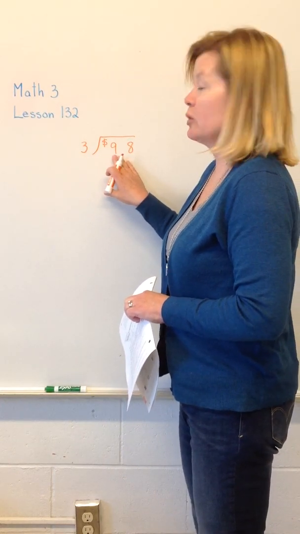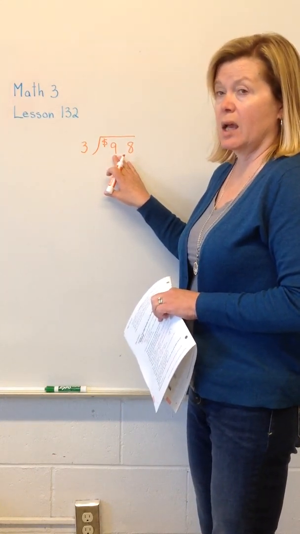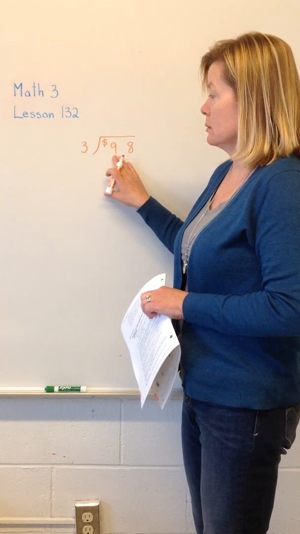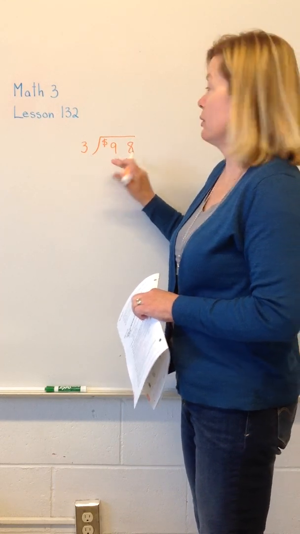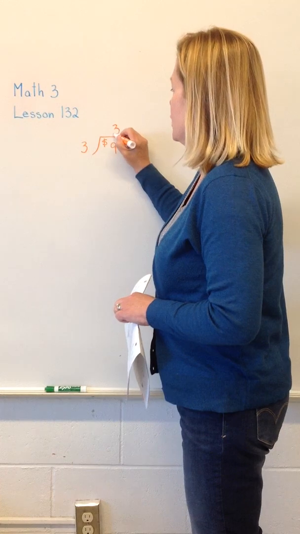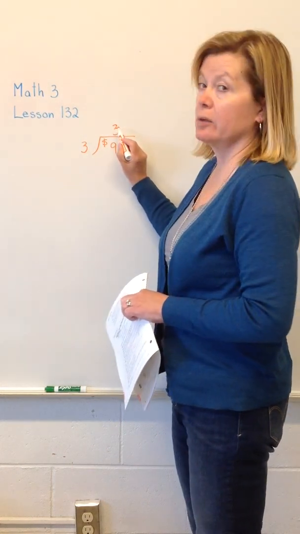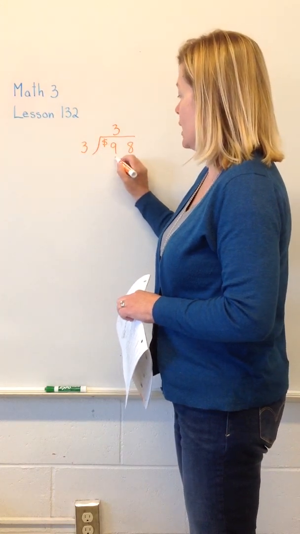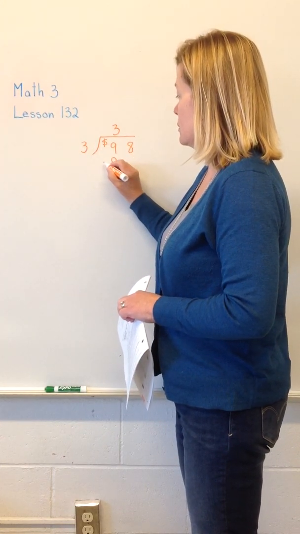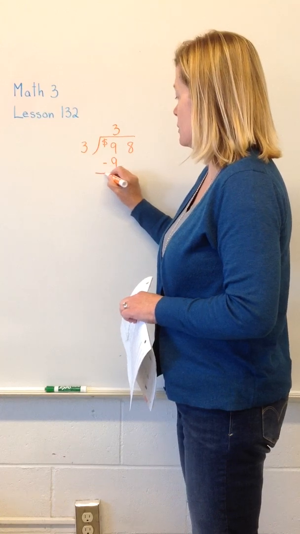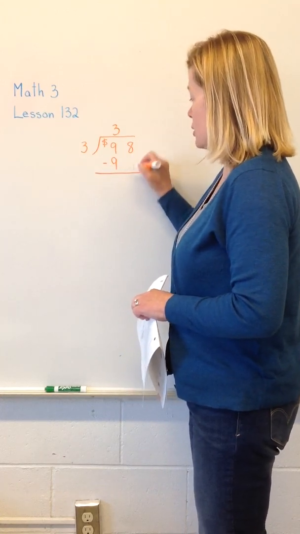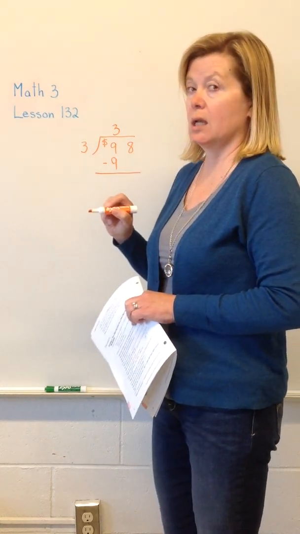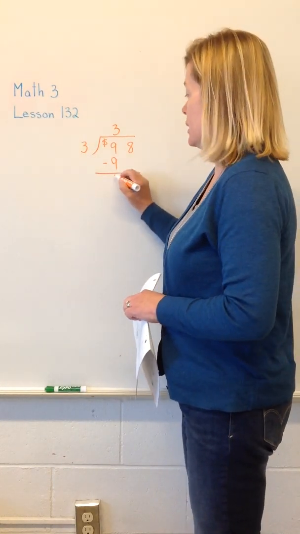For the tens, remember we have 9 tens. How many tens can each person have? I hope you said 3. They each get 3. Remember now we need to multiply. 3 times 3 equals 9. Next step is to subtract. I'm going to make sure that my line goes underneath the 8. Now what is 9 minus 9? 0.